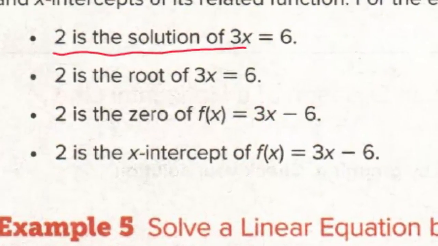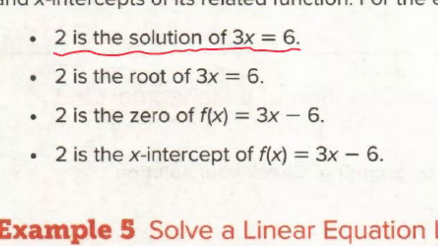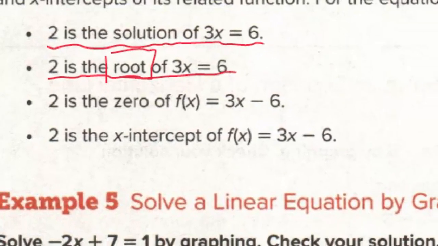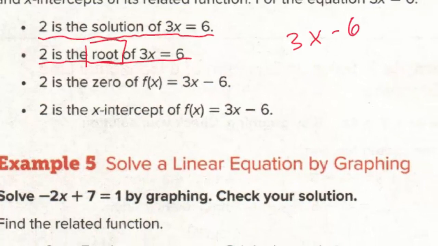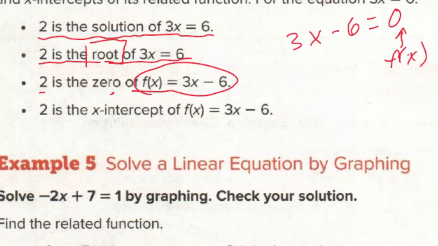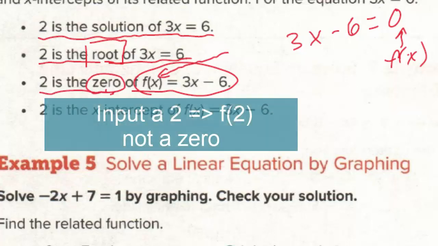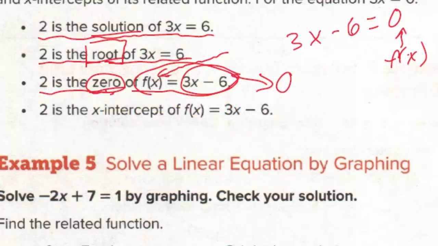So 2 is the solution of this equation because 3 times 2 equals 6. We also refer to it as the root, so the root is another name for solution. When we take this 6 and write it on the other side and make the equation equal 0 like this, then we just replace the 0 with f of x. Then it looks like this, and the solution is still 2, but now we call it a zero, because if we input a 0 for f of x, this whole equation would output a 0, and that's why we call it the zeros of the function. So we've got solution, root, and zero, and those are all the same thing.